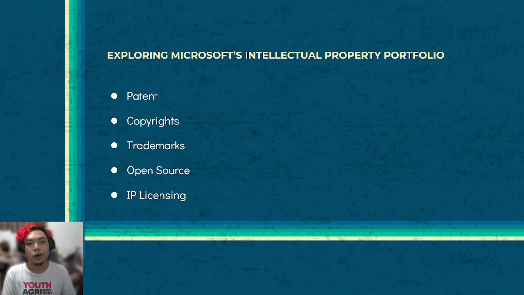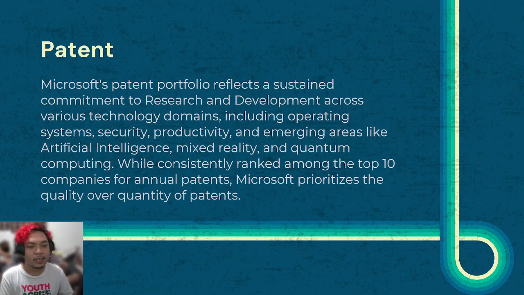Now let's explore Microsoft's intellectual property portfolio. In this part, we'll be dealing with patents, copyrights, trademarks, and open source and IP licensing. Let's talk first about the patent. Microsoft's patent portfolio reflects a sustained commitment to research and development across various technology domains, including operating systems, security, productivity, and emerging areas like artificial intelligence, mixed reality, and even quantum computing.